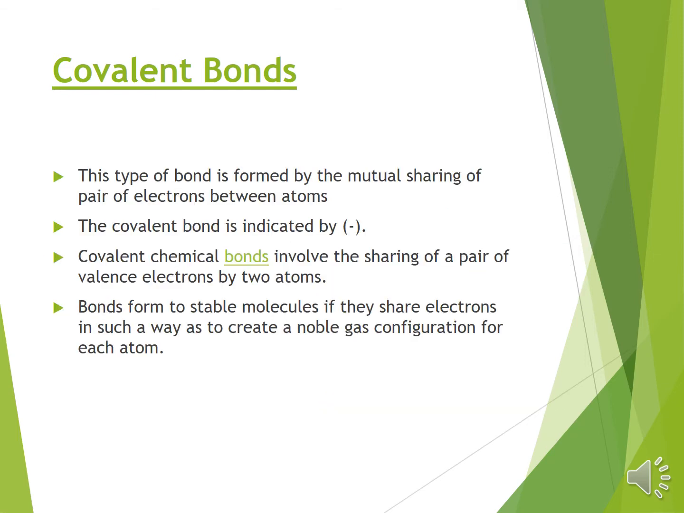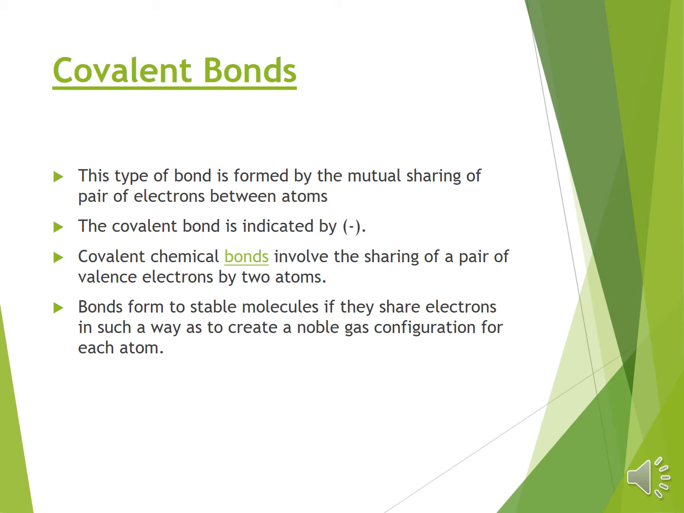What is the definition of a covalent bond? The bond formed by mutual sharing of a pair of electrons between similar atoms or dissimilar atoms. It is indicated by a dash or single line for a single covalent bond, a double line for a double covalent bond, and a triple line for a triple covalent bond. It involves sharing of a pair of valence electrons of two atoms.